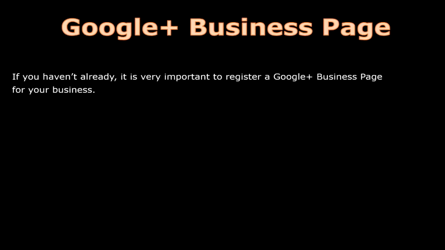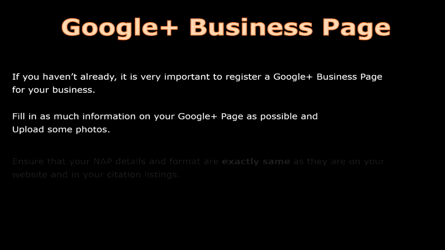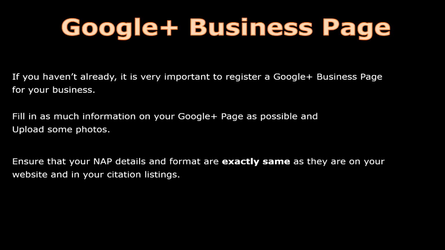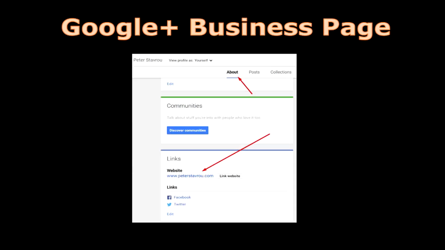Google Plus business page. If you haven't already, it is very important that you register a Google Plus business page for your business. You need to ensure that you fill in as much information on your Google Plus page as possible and upload some photos. Ensure that your NAP details and format are exactly the same as they are on your website and in your citation listings. Don't forget to add a link to your website on your Google Plus business page. You can create this link by going to your Google Plus business page, clicking on About, and scrolling down to Links.